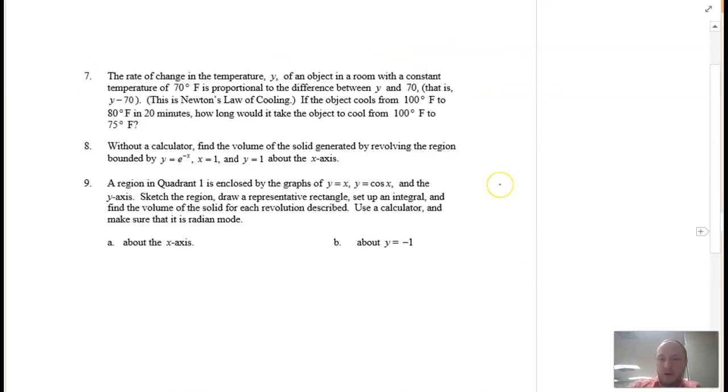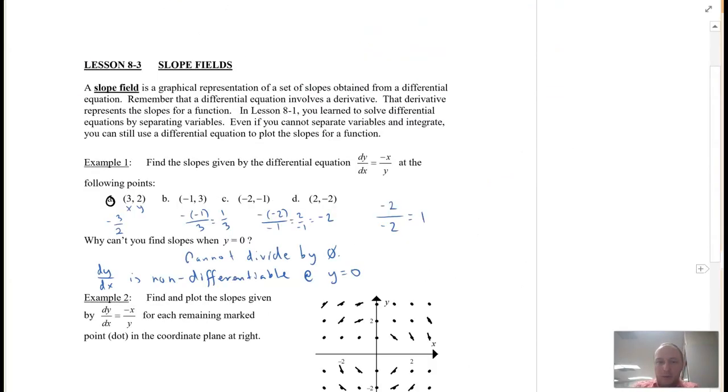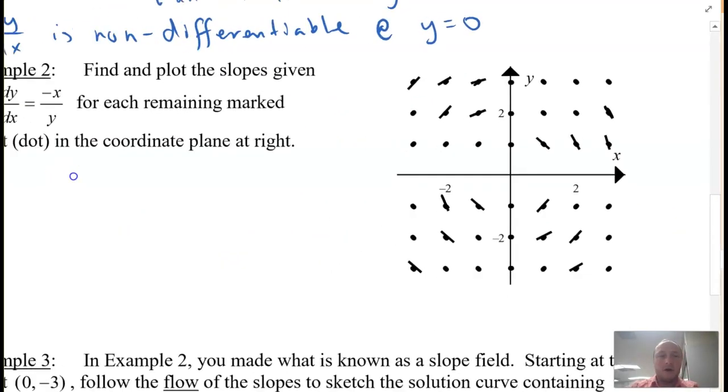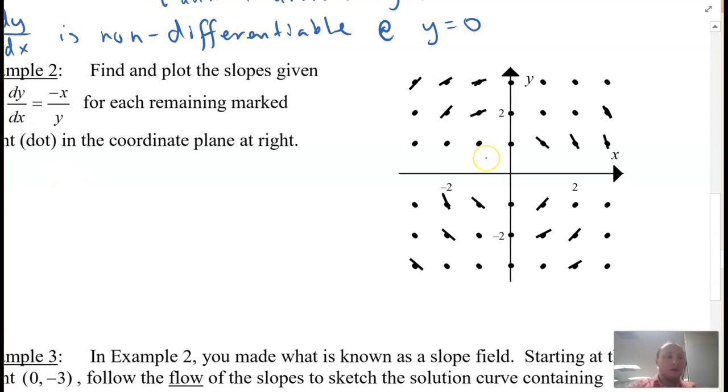So what about point 0, 1? Again, my function is negative x over y. At 0, 1, my x value is 0, so I'm going to have a flat slope like this, and that would be for any point with x equal to 0, because all my x values are 0. So here's a little line of what the slope would be for this differential.